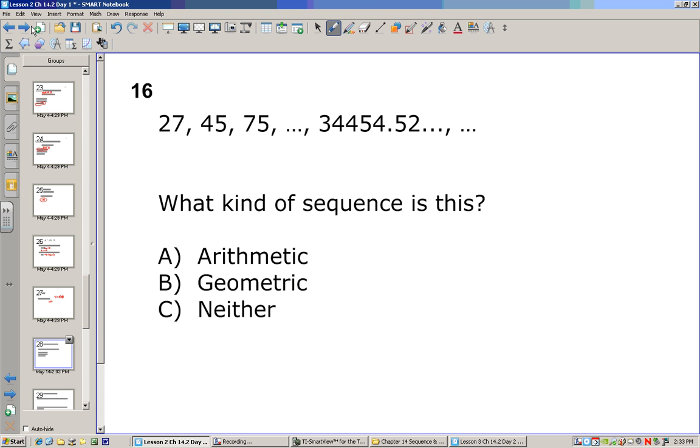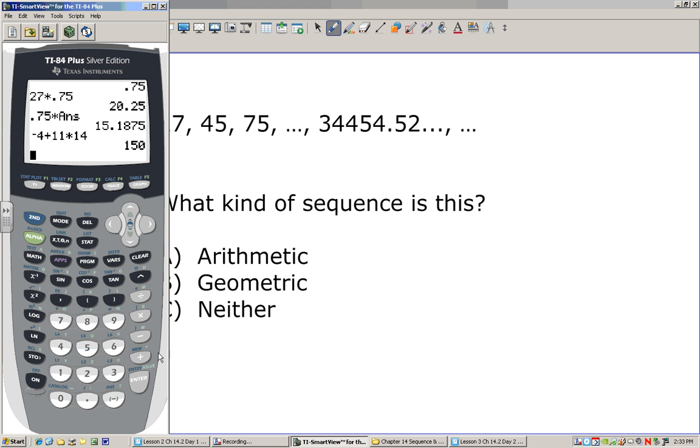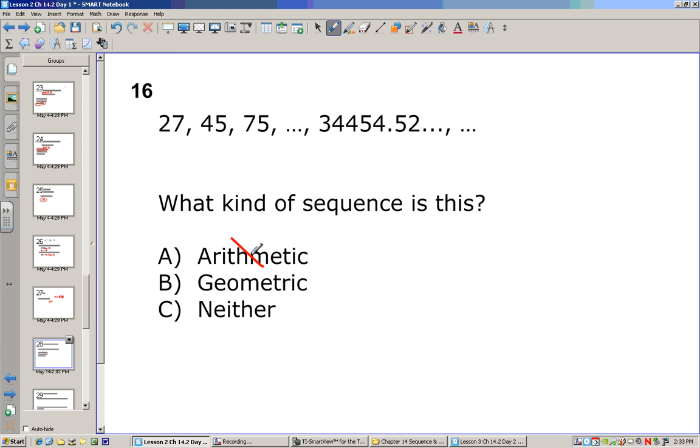All right, now take some time and try to figure this out on your own. What type of sequence is this? Now 45 minus 27 is 18. 75 minus 45 is 30. So it's not arithmetic. We know that for sure.